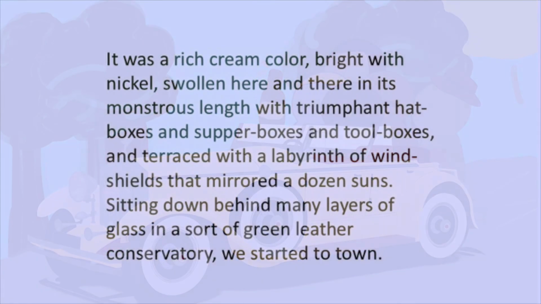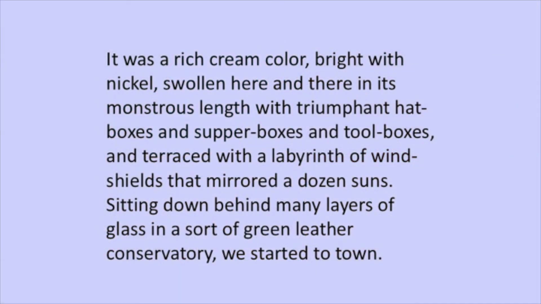Well, Nick's description of Gatsby's Rolls Royce suggests a connection to his fantasy of the green light from Daisy's house. "It was a rich cream color, bright with nickel, swollen here and there in its monstrous length with triumphant hat boxes and supper boxes and tool boxes, and terraced with a labyrinth of windshields that mirrored a dozen suns. Sitting down behind many layers of glass in a sort of green leather conservatory, we started to town."